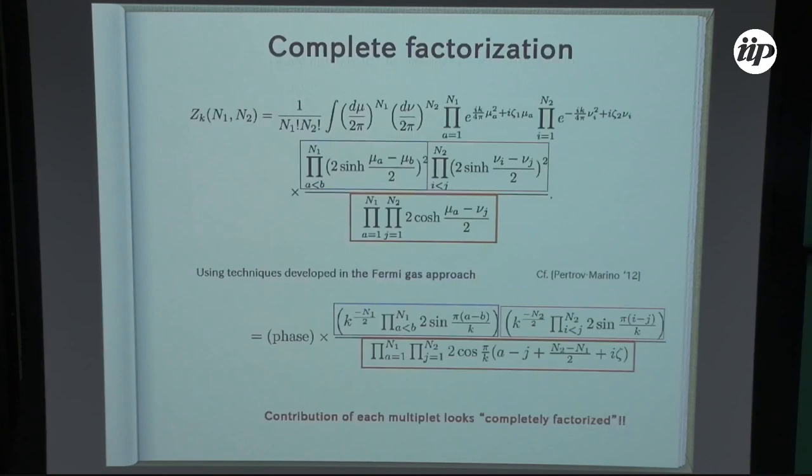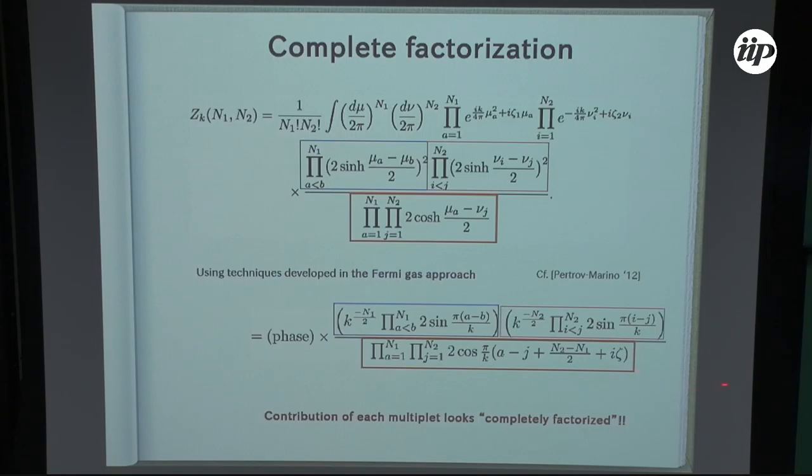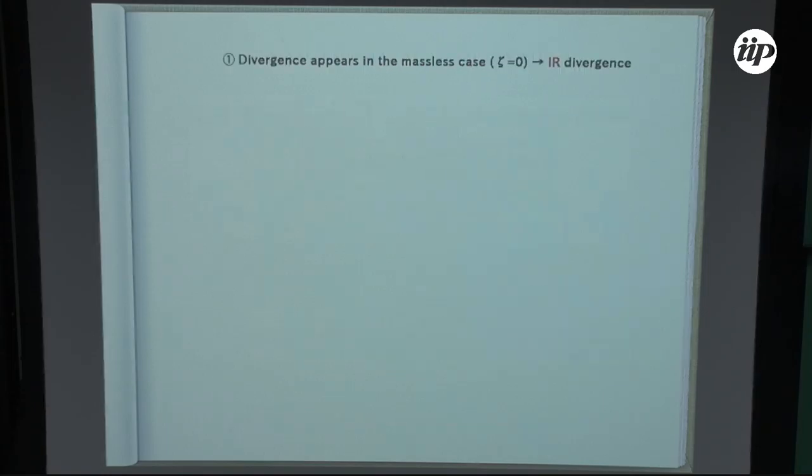So you see this partition function can be divergent when this cosine factor becomes zero, and this theta is the FI term. Actually, in this system, the FI term also becomes a mass term. So divergence happens when this theta becomes zero, because this part is half integer. So in that sense, divergence appears in the massless case. This means that the divergence is IR.